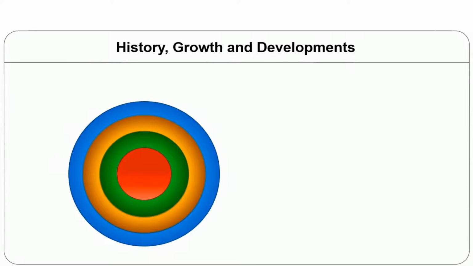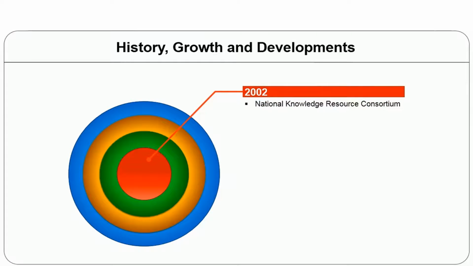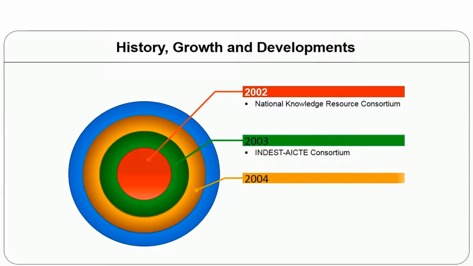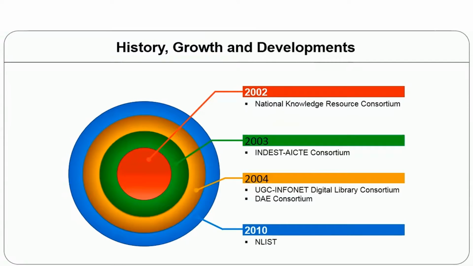The pace of creation and development of library consortia has accelerated in the past two decades because of the availability of e-resources and offerings made by the publishers to library consortia. In India, the National Knowledge Resource Consortium was established in 2002, the Indest-AICTE Consortium in 2003, the UGC-INFONET Digital Library Consortium in 2004, the DAE Consortium in 2004 and the ENLIST Programme in 2010. These are the major library consortia with emphasis on identification, acquisition and management of electronic resources for member libraries.